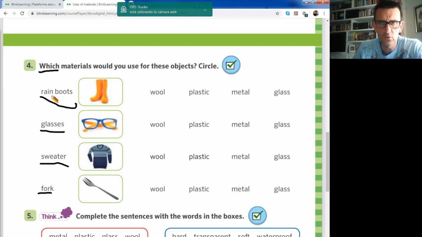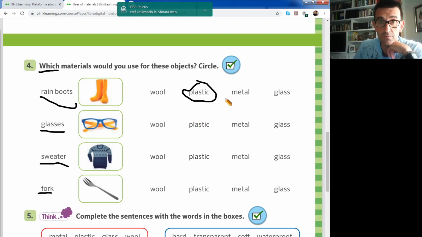What about the rain boots? I do the first one. Yo voy a hacer la primera, ¿vale? The rain boots. What do you think? Are they made of wool? ¿De lana? Are they made of wool? No. Are they made of plastic? What do you think? Yes, of course. They are made of plastic. Why are they made of plastic? Because the plastic is waterproof. Porque el plástico es impermeable.